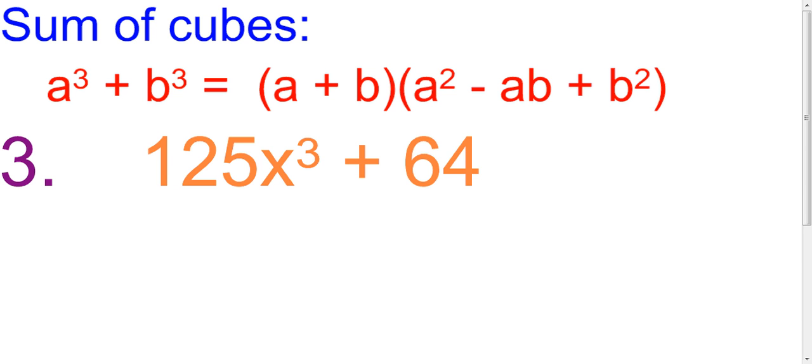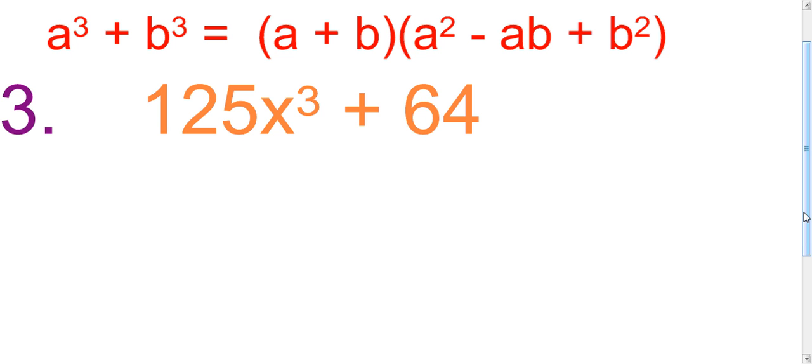All right, we'll do a couple more. Again, I do not have any GCFs here. There's not a number that I can pull out of 125 and 64. And so I will just go with it. This is an addition sign in between, so I'm going to use the sum of cubes formula.